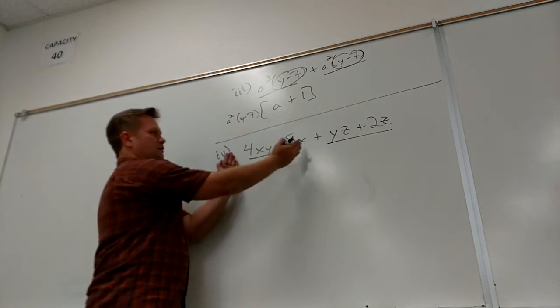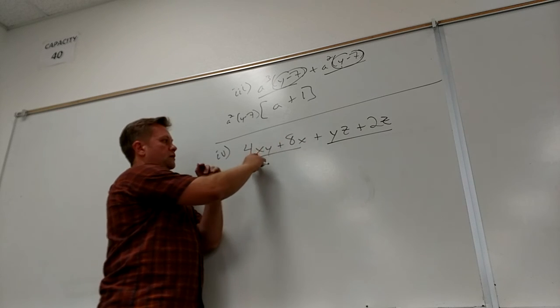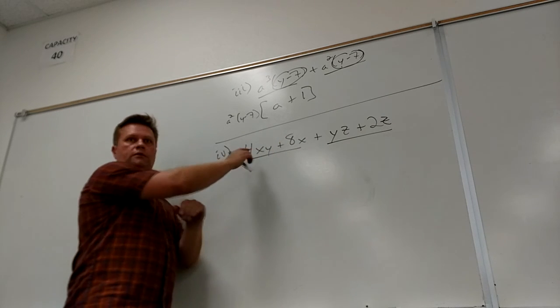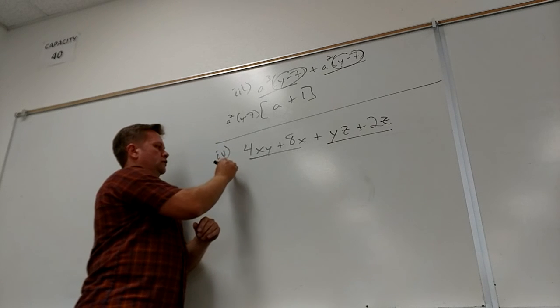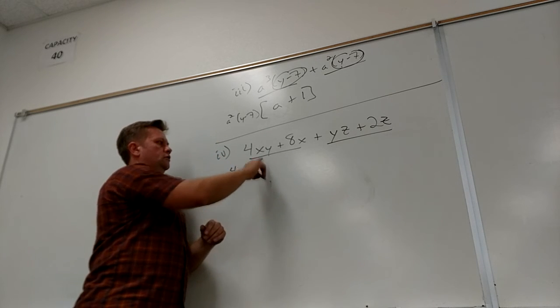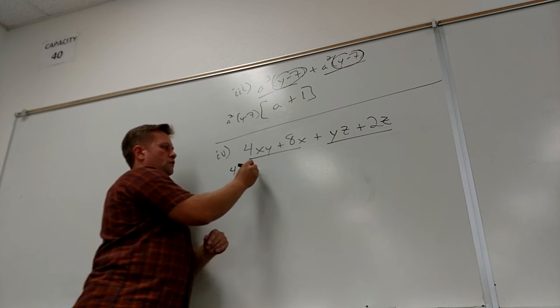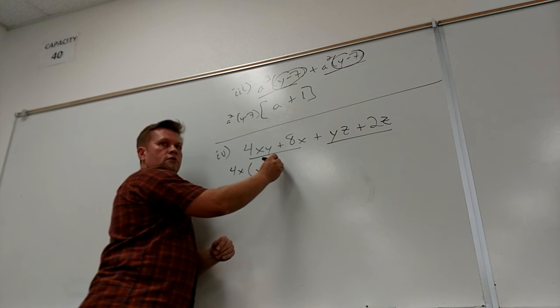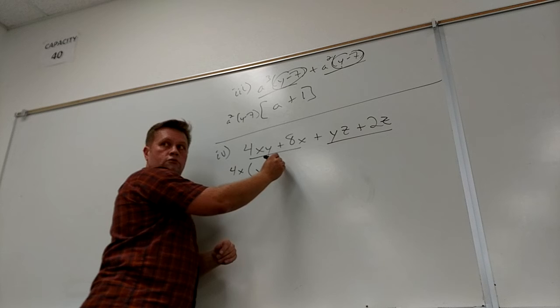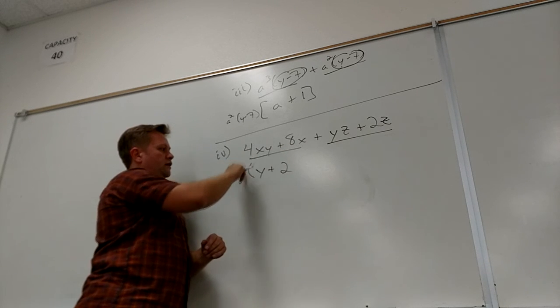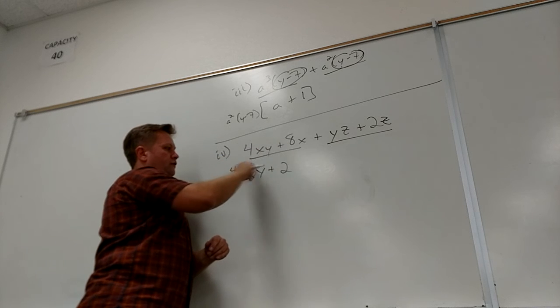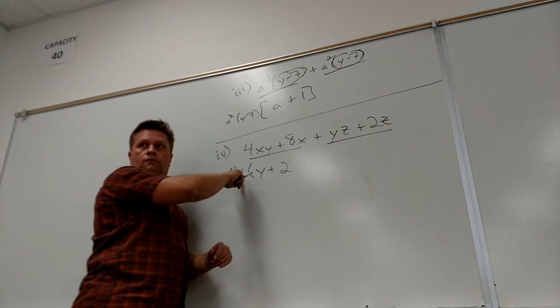You pretend like this is a problem on its own. Is there something that can come out of here? Yeah. What comes out? 4X. So what's left out of this? Y plus 2. I took the X out, right? 4 divided by 4, X divided by X, so you just got the Y. 8 divided by 4 is 2, X is gone.